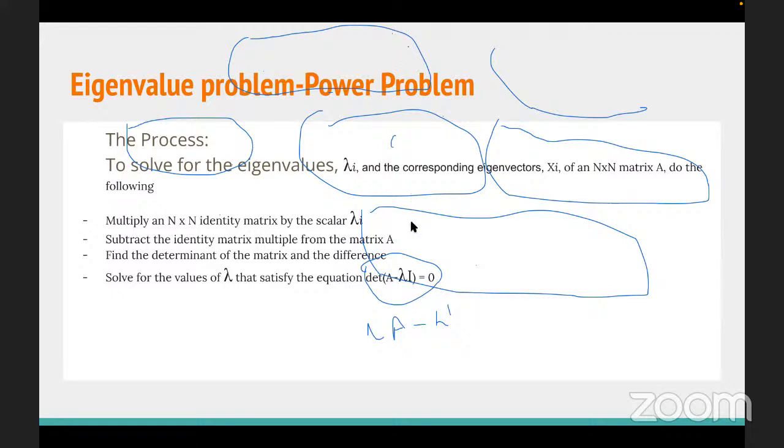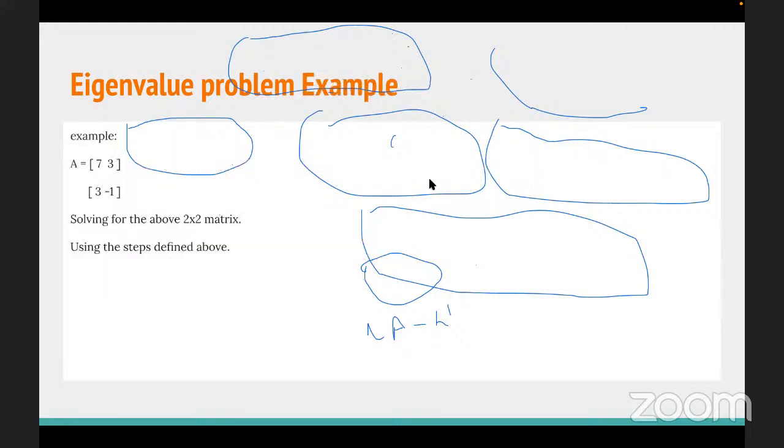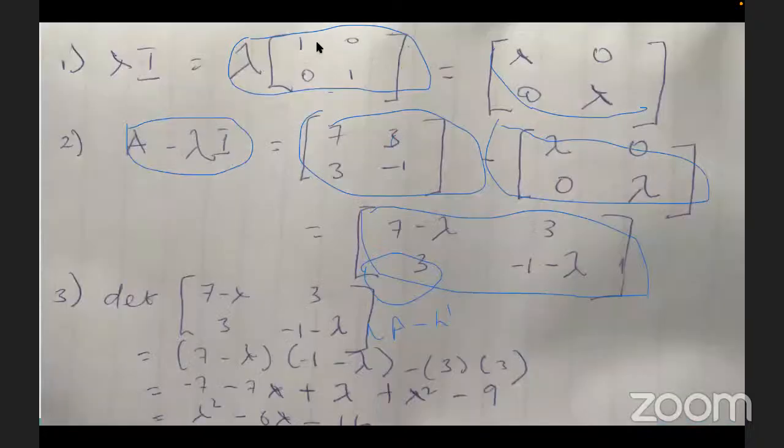So I have my matrix, which is 7, 3, 3 and minus 1. It's a 2 by 2 matrix. Now, this is an identity matrix, 1, 0, 0 and 1. I multiply by lambda. I have this matrix, lambda 0, 0, lambda, right? Then I subtract it from my matrix, 7, 3, 3, minus 1. Then I have 7 minus lambda, 3, 3, minus 1 minus lambda.